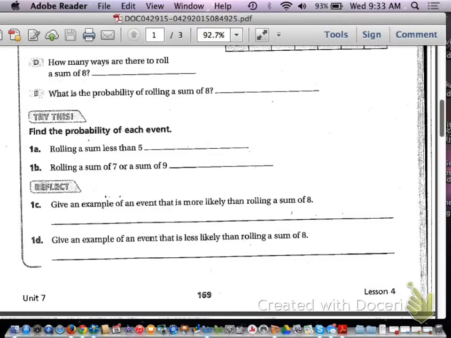Okay, so for 1A, we would have 6 favorable out of 36, and remember we want to express this in lowest terms, so we would have a 1 out of 6 probability. And for part B, rolling a 7 or a 9, in this case that means we're going to add them together, the probability of a 7 and the probability of a 9. Add all the 7s and 9s, and you would get 10 out of 36, which would simplify to 5 out of 18 for our probability.